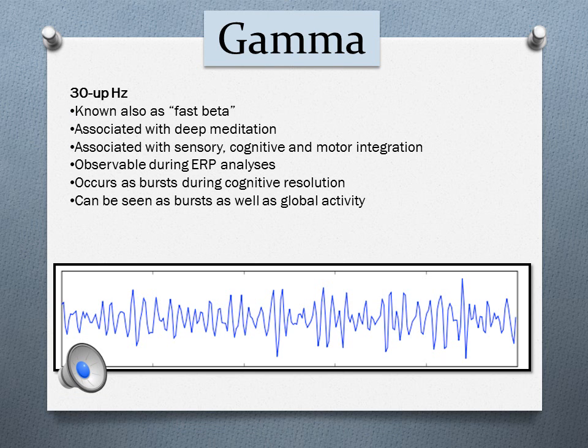Gamma is the fastest frequency. It generally appears globally and in bursts when one is either deeply meditating or resolving some cognitive task. And it generally happens and then it stops happening. It's associated also with sensory, cognitive, and motor integration. So it's very much involved in new events and being able to assimilate them. It's generally considered to be 30 hertz and above. It's also known as fast beta. And some people will even say that it's really in the 45 hertz range.